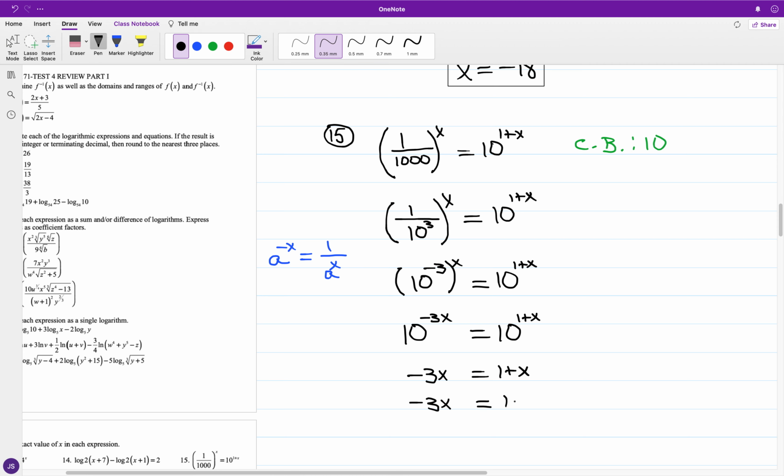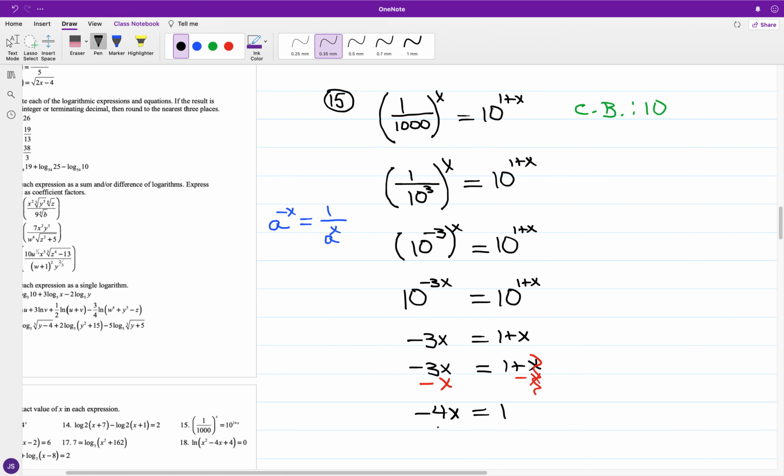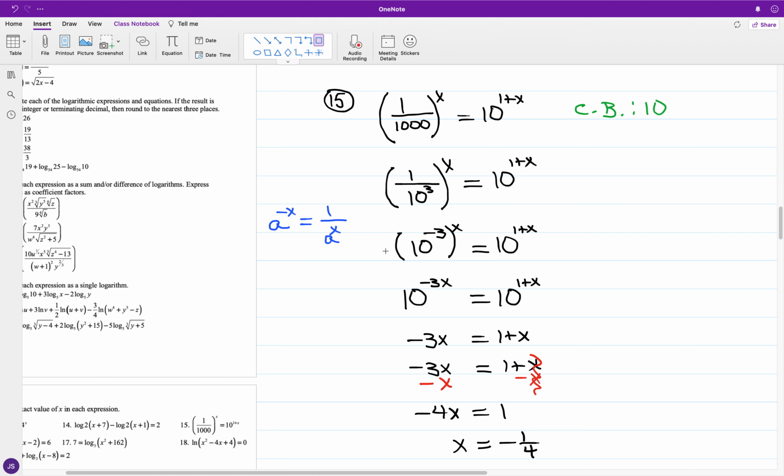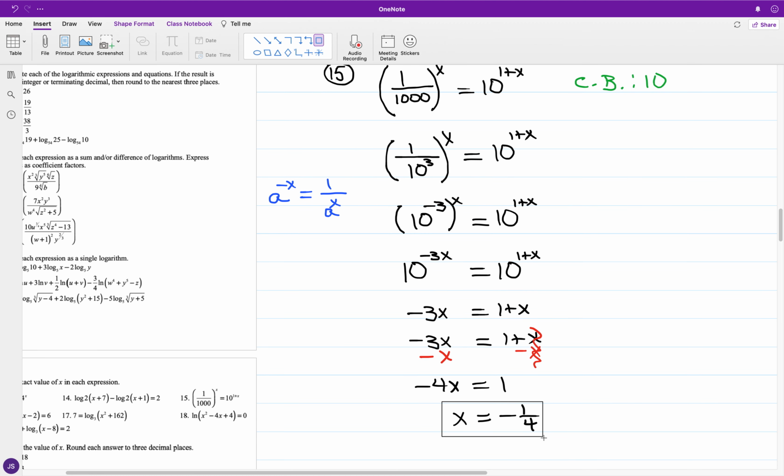I've got negative 3x by itself, and if I join this with x from the other side, taking x away from both sides of the equation, negative 3x minus x becomes negative 4x. And we have that negative 4x is equal to 1. With division by negative 4, we'll have another negative fraction, whereupon x is equal to minus 1/4.